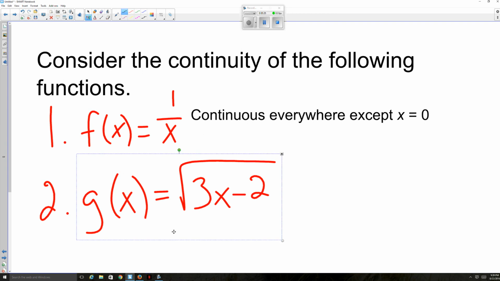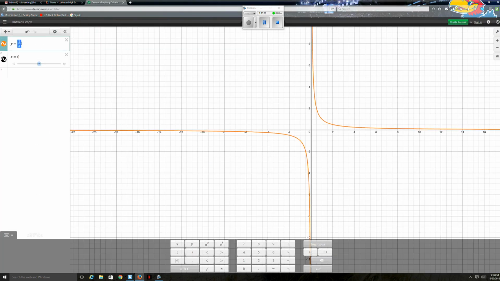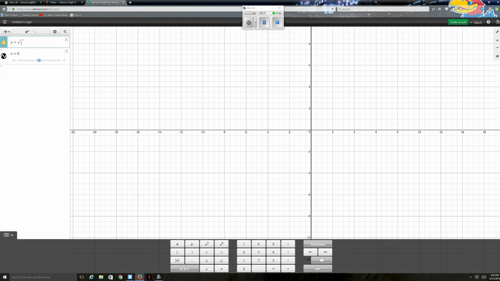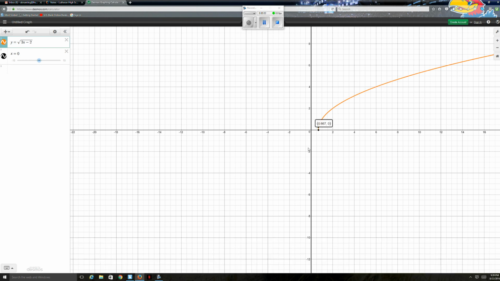Now, this one is a little bit tricky: 3x minus 2. Here I have to pick up my pencil and move it to this point right here, and then I could draw. It depends on the textbook, but some textbooks say it's not continuous at this point right here. I will talk about that in class, but I want you to be aware that some textbooks say it's not continuous here because the limit doesn't exist.